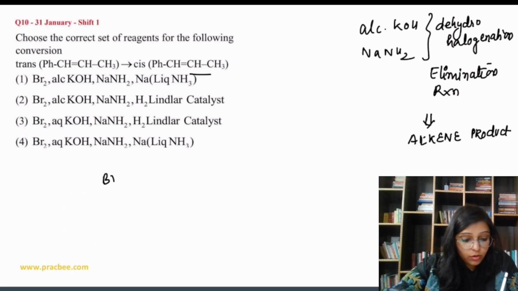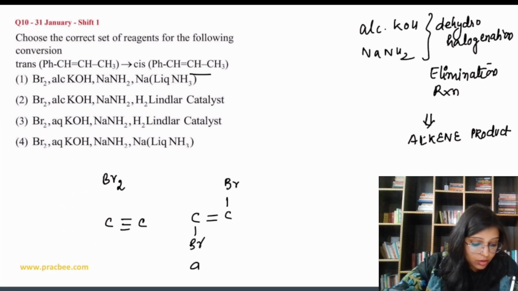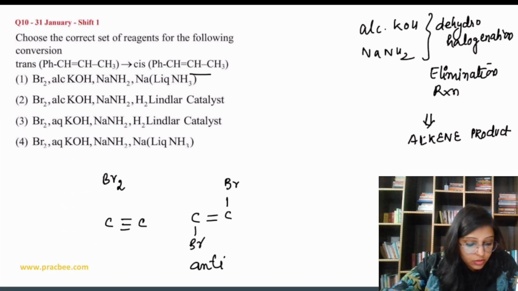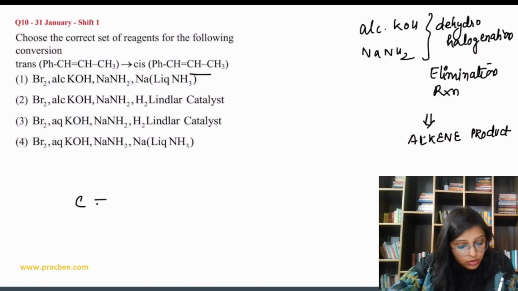Now what is the role of Br2? Br2 adds across the double bond or unsaturation. So if we have the triple bond, then Br2 is going to add like this. But that's anti-addition, not same side, anti-addition. Okay? Why anti-addition? Because see, if we have double bond, let me take the example of double bond. So this is double bond.